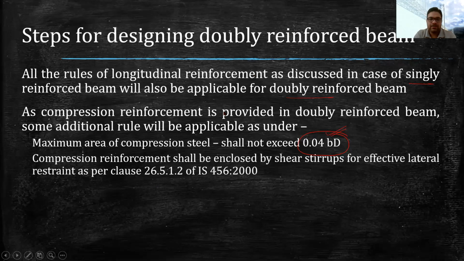And also, as per IS code recommendation, compression reinforcement shall be enclosed by shear stirrups, which means we have to provide shear stirrups to enclose the compression reinforcements. Like this is the beam, and if we provide the compression reinforcement, obviously there will be the tension reinforcement. So they should be enclosed by the stirrups. This is what IS code suggests, so that it can be enclosed within that and held properly.